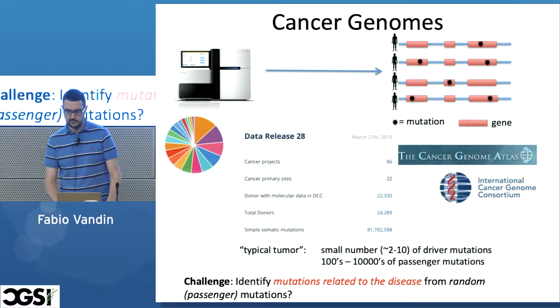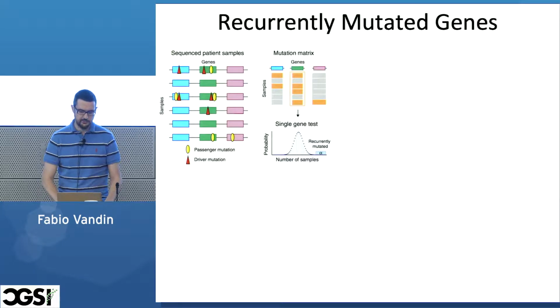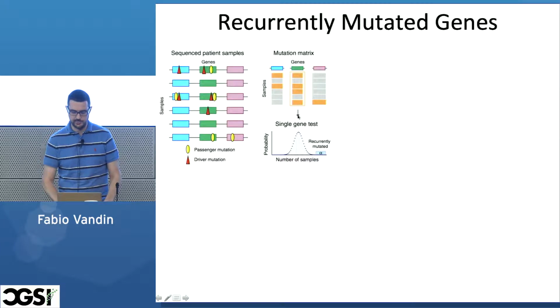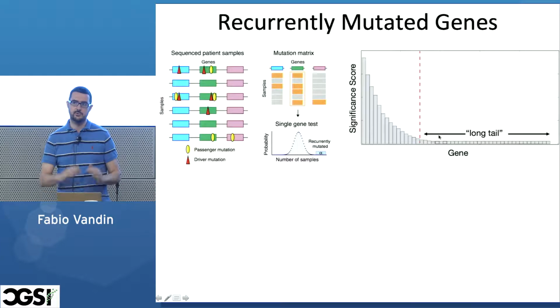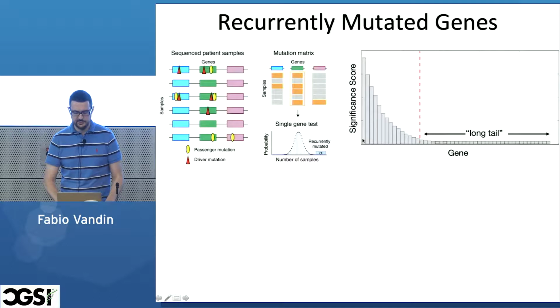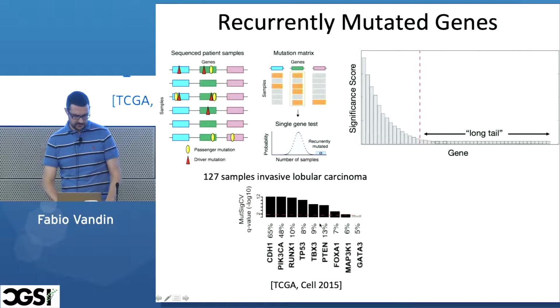The common approach to look for these driver mutations is to look for recurrently mutated genes. So we look at all the samples from a given cancer type and consider one gene at a time, and then look, for example, at a simple score for the gene that could be the frequency of mutation, so the number of samples in which the gene is mutated. We compare it with what you would expect if the gene didn't contain any driver mutation, and then look at the significance scores for all the genes, and by correcting for multiple hypothesis testing, you identify a small number of genes that have a significant score. For example, this is a figure taken from a study from the Cancer Genome Atlas.